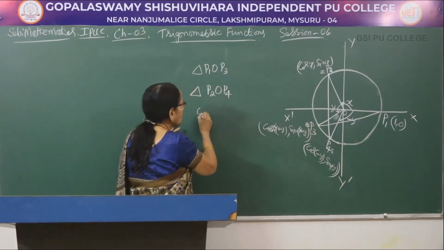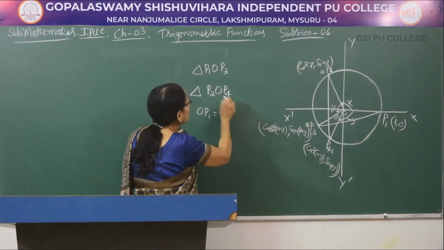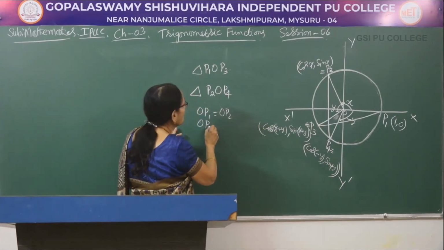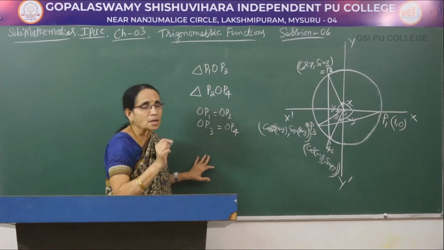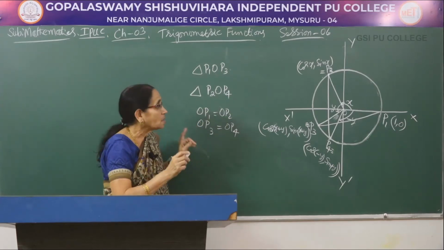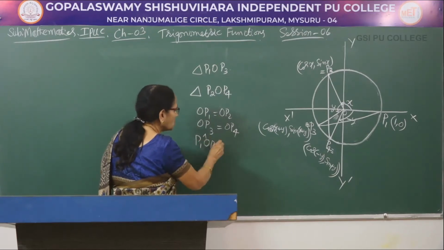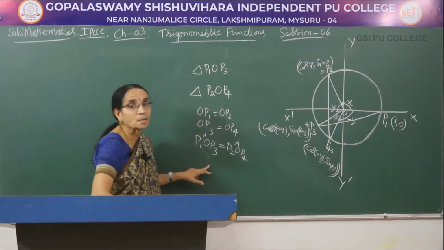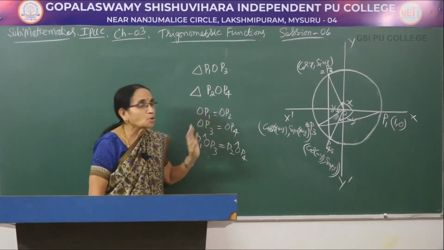That is, you can write here OP1 is equal to OP2, and then in the other triangle OP1 equal to OP2, OP3 equal to OP4. That means that the two radii of the first triangle are equal to two radii of the second triangle, and the included angle, what is the included angle? Angle P1OP3 is equal to angle P2OP4. I have written the angles here. So, two sides and the included angle are equal in these two triangles.